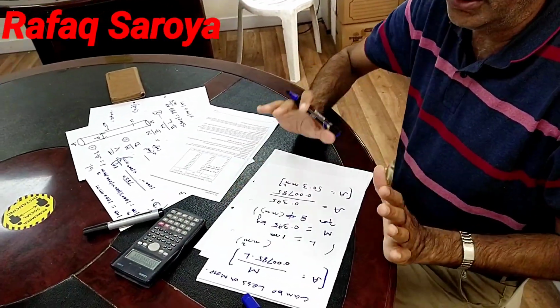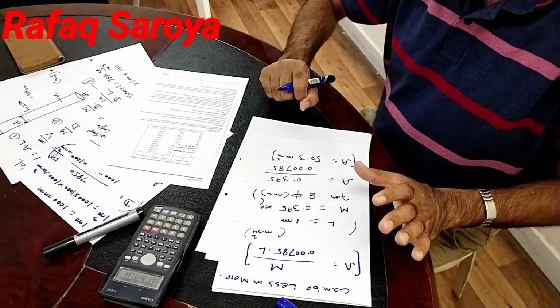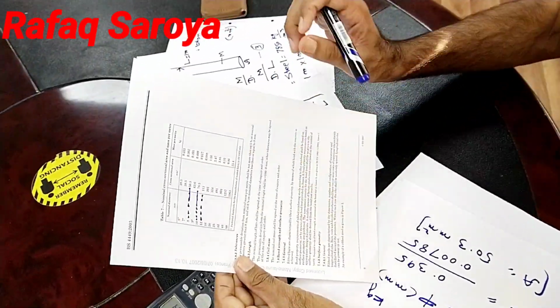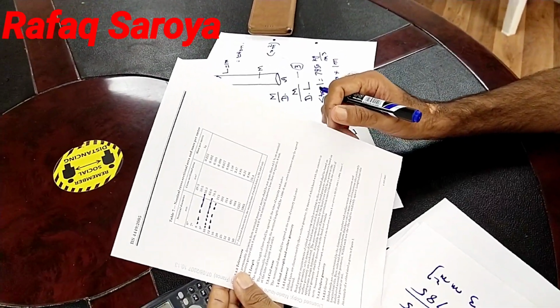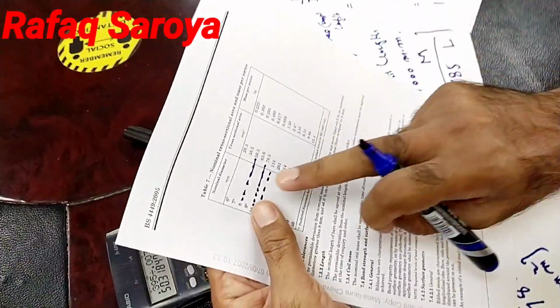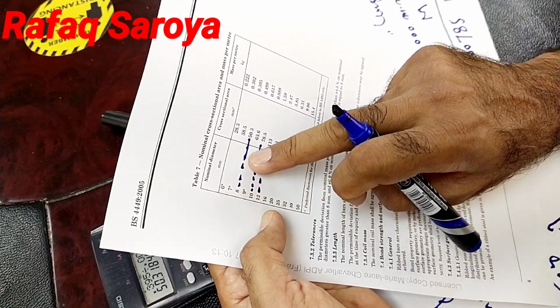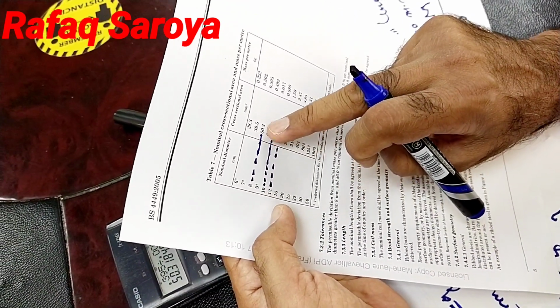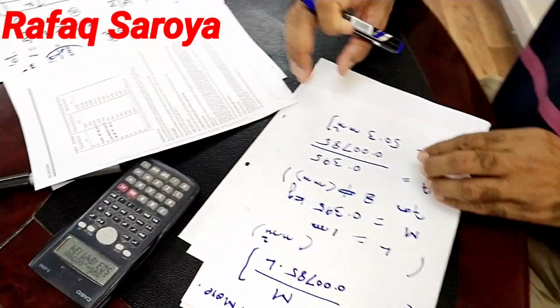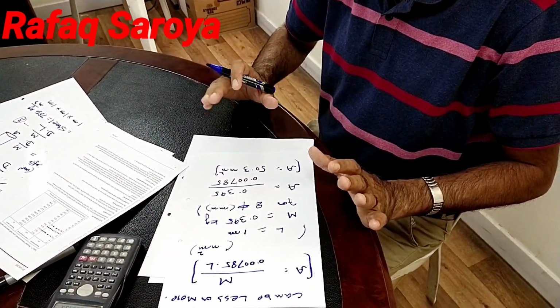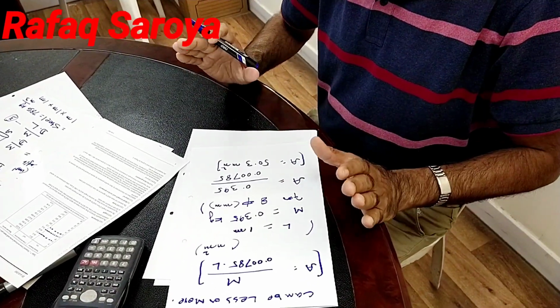Now I want to check whether this value is right or wrong. I will go to the standard, BS 4449. Here I will check that 8 mm dia has the area of cross section 50.3. So it means whatever calculation has been done over here is right according to the standard.